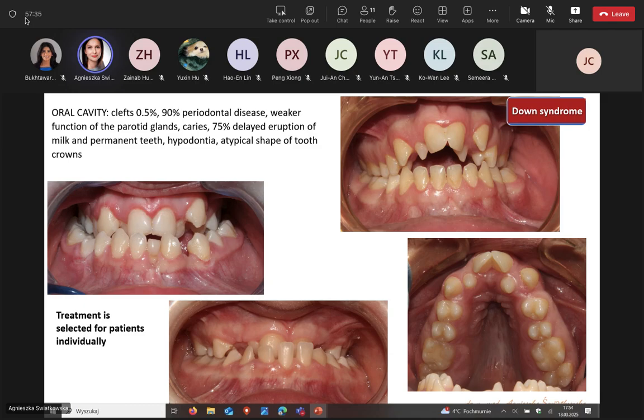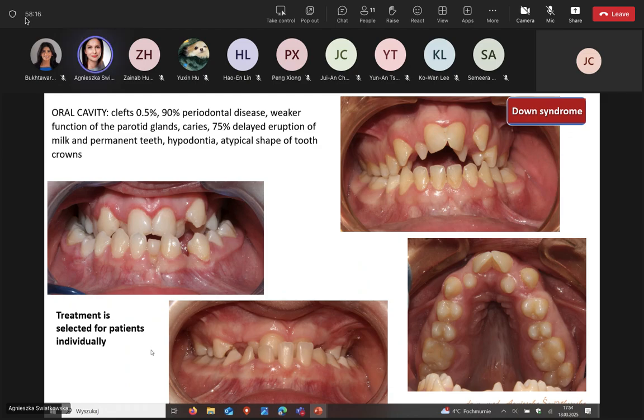or sometimes even I see that the root is almost closed, but this tooth erupted even at this time when they have a minimal potential of growth. Typical is hypodontia and atypical shape of the crown, and you can see it here, this atypical shape. The same shape we also see in ectodermal dysplasia in this group of patients.